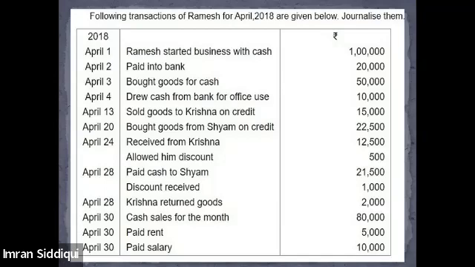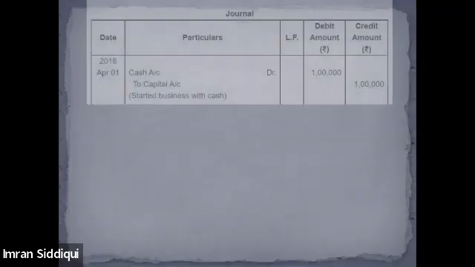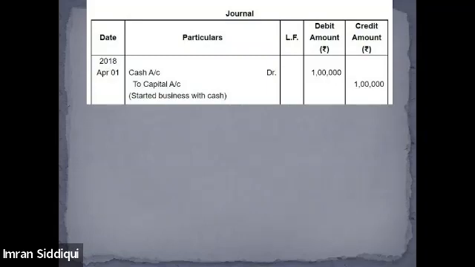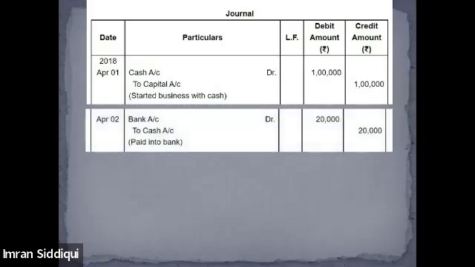Okay. All right. So, could you please tell me the entry for the first transaction? Ritika. Sir, cash account to capital account. Cash to capital. Right. Manisha, for the next entry. So bank account debit to cash account. Correct. Zainab, next entry.